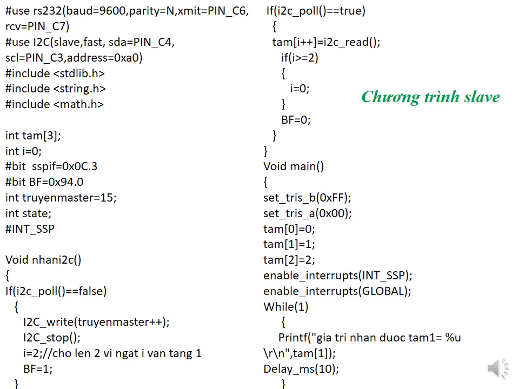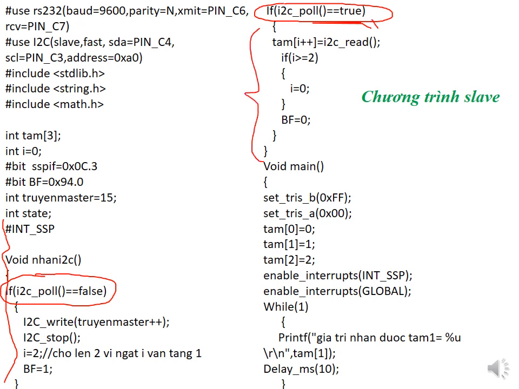And this is the function, the program in the slave. So we define the interrupt here, and here this is the receive. We check this function. If this is true, that means we receive the data, and if this is false, that means we received the interrupt telling us that we need to transmit the data to the master. And then the first data transmitted to the master is 15.